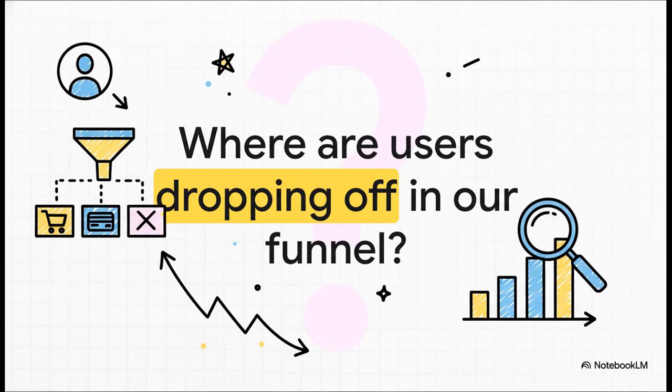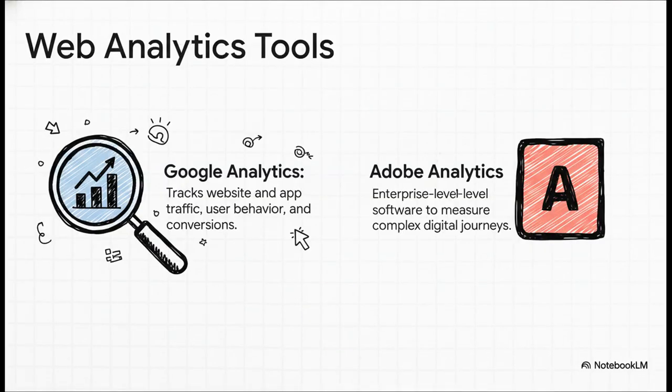Let's start with a real-world question. Imagine your boss asks, "Where are people leaving our website during the checkout process?" To answer this, you first need to be able to see what your users are actually doing. And that brings us to web analytics tools. The two giants in this space are, without a doubt, Google Analytics and Adobe Analytics. Both of them are designed to track user behavior on websites and in apps.